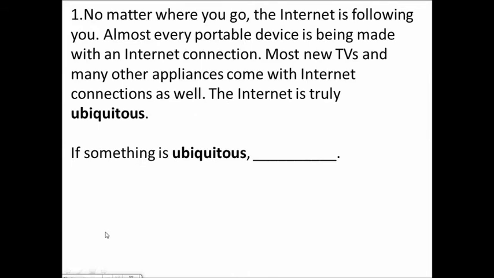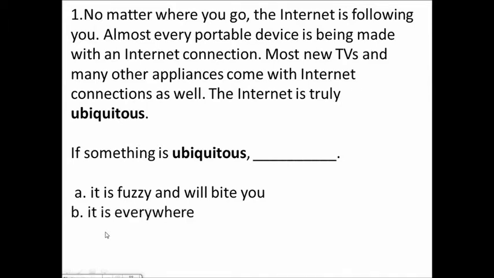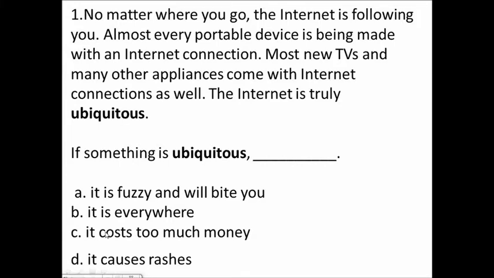No matter where you go, the internet is following you. Almost every portable device is being made with an internet connection. Most new TVs and many other appliances come with internet connections as well. The internet is truly ubiquitous. So, if something is ubiquitous, it is what? A, B, C, or D.